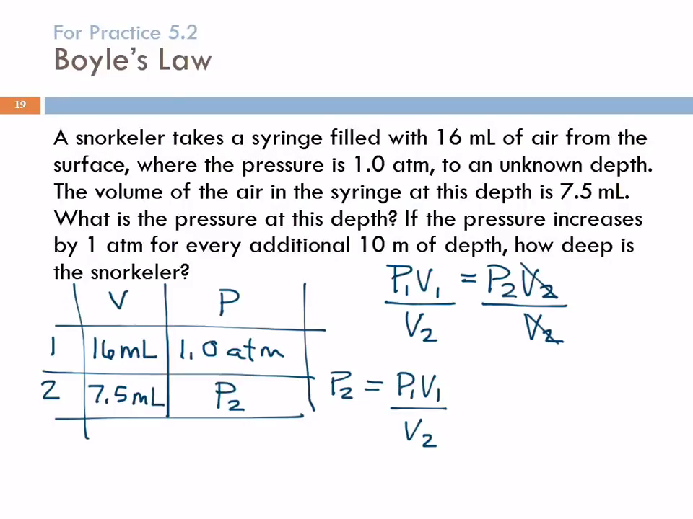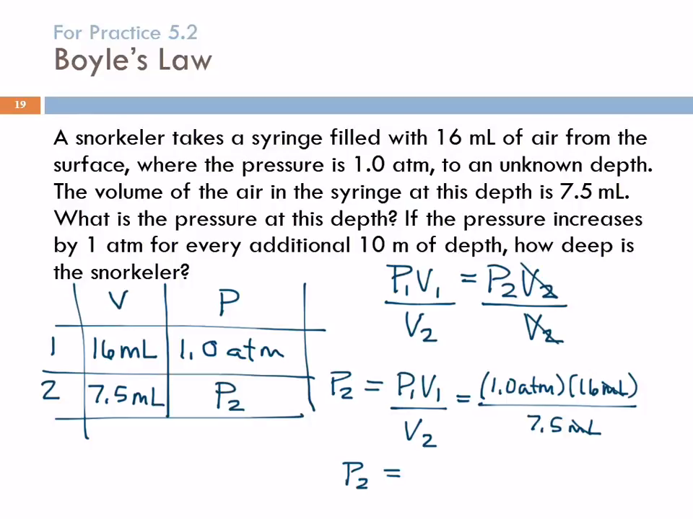I have an equation. I have all of my variables labeled. I just need to plug the numbers in. So pressure 1 is 1 atmosphere. Write the units in the equation. Volume 1 is 16 milliliters. And that's going to be divided by volume 2, which is 7.5 milliliters. Before you get your calculator out, check the units. Milliliters cancel milliliters. I'm left with atmospheres, a unit of pressure. That's a good sign.